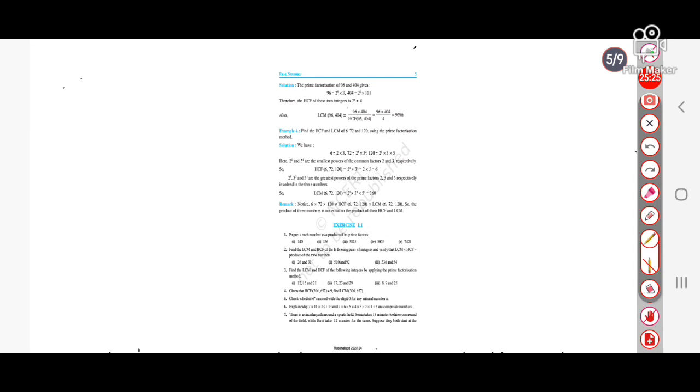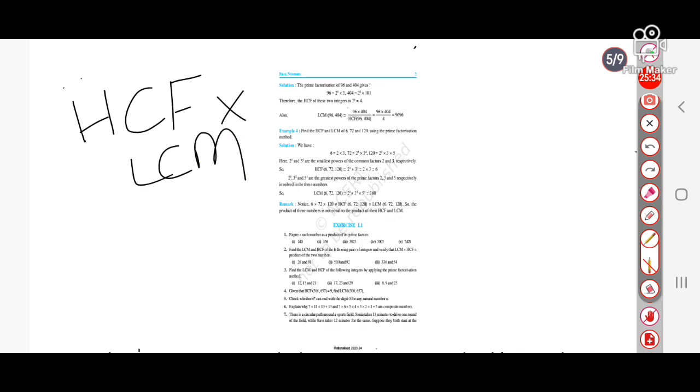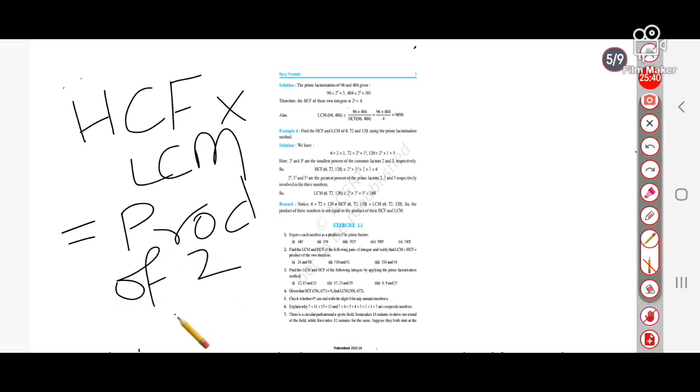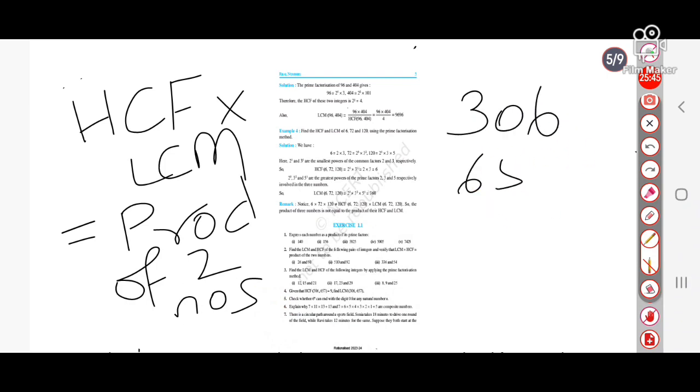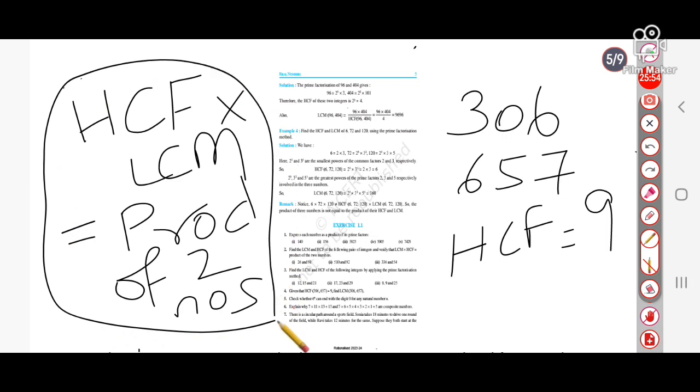It's nothing but HCF cross LCM is equal to the product of the two numbers. They have given 306 as one number, 657 as another number, and they have given the HCF as 9. So with this formula we can easily calculate the LCM value by just multiplying these two numbers, and the result should be divided by 9.